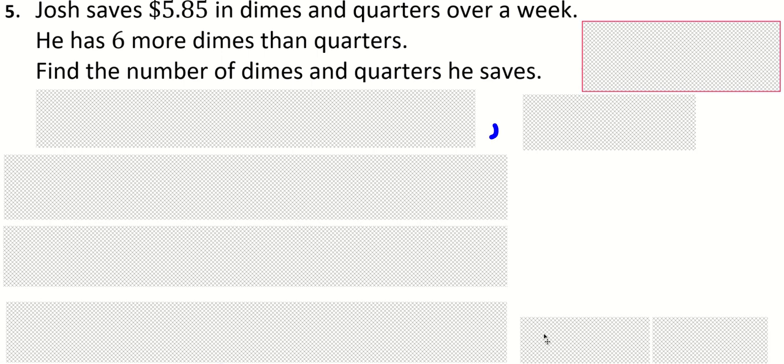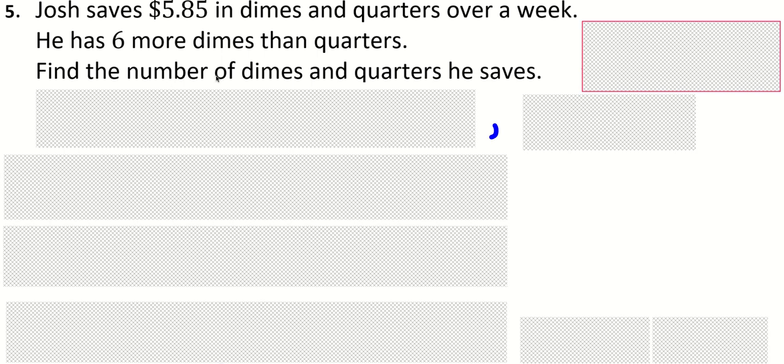I do want to point out really quick that I'm not going to pretend that there are no other ways to do this, other ways that you might find a little easier to wrap your brain around, like the method of just guessing and checking. So here we have Josh, who has $5.85 in dimes and quarters. He has some dimes and some quarters, and together it totals $5.85. And this other little detail is that he has 6 more dimes than he has quarters.